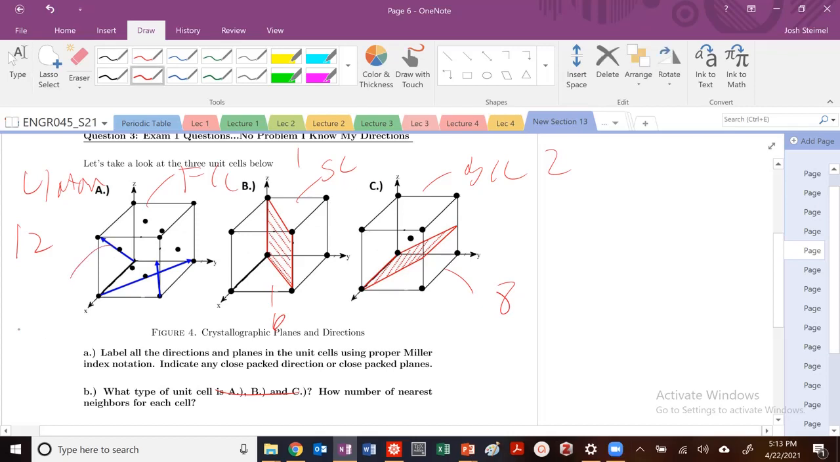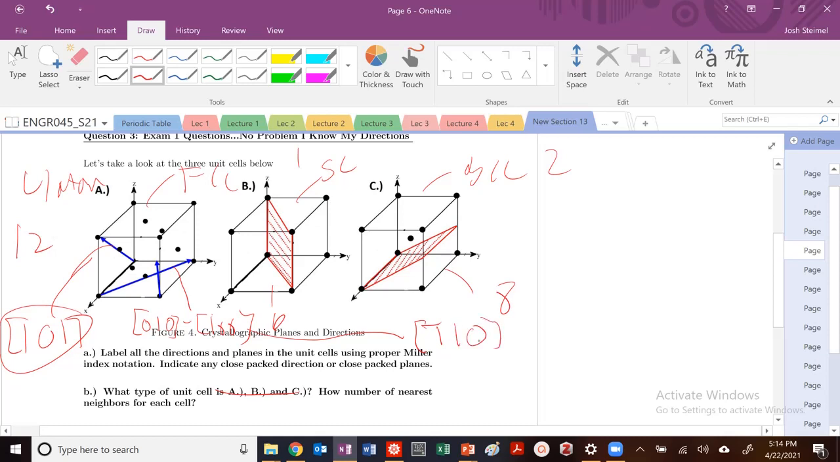So here, my ending point is going to be at basically 1, 0, 1 minus the origin, so that's my direction here. Again, I'm going to draw it essentially like that. Let's go ahead for this one. Our finishing point is at 0, 1, 0. Our starting point is at 1, 0, 0. So my direction for this one is going to be [1̄, 1, 0].